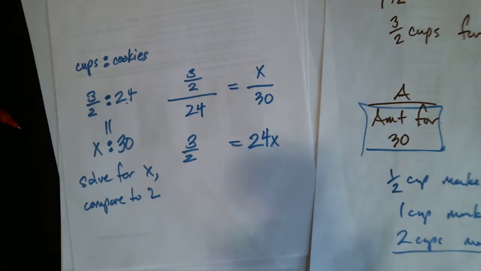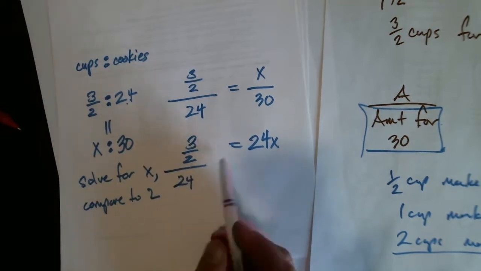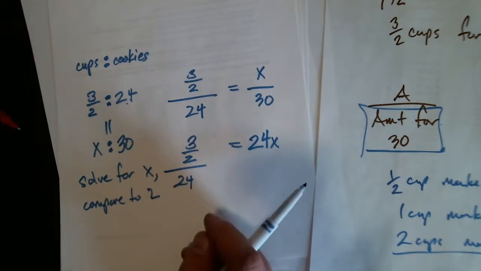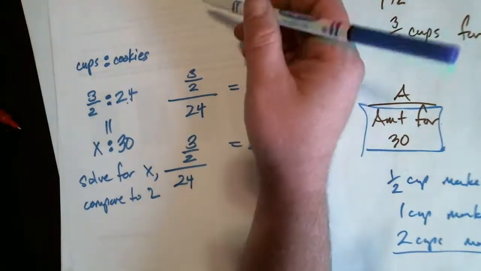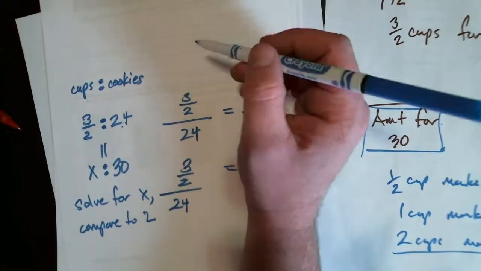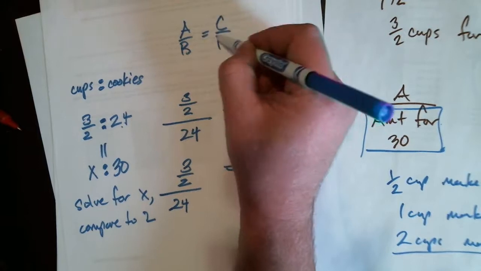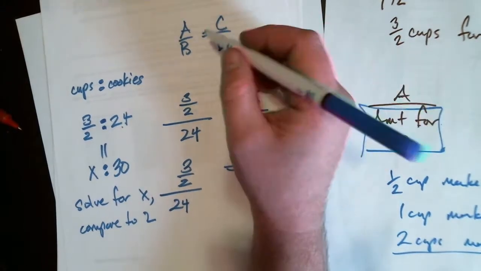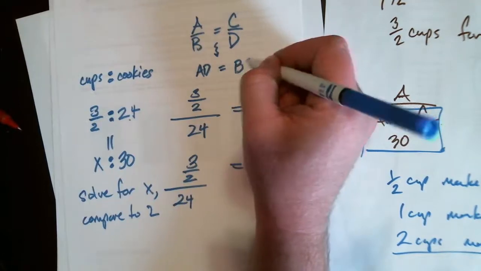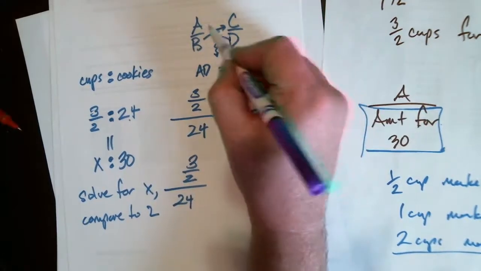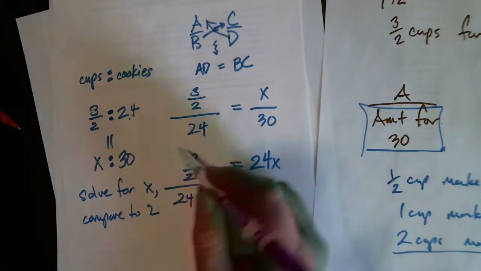So you have 3 halves over 24. Wait. No, I have. Oh, yeah. So cross multiplication says you replace A over B equals C over D, you trade that for AD equals BC. Right. Okay, I just realized I multiplied wrong.